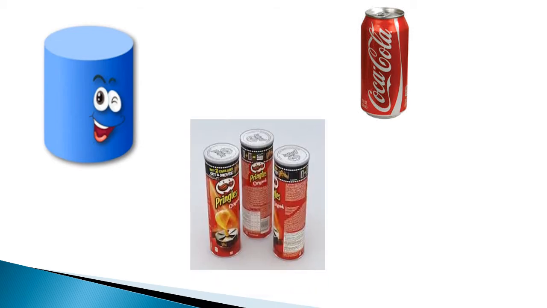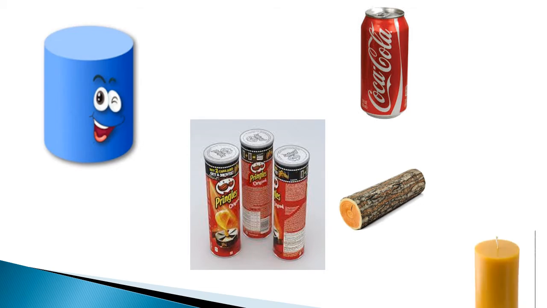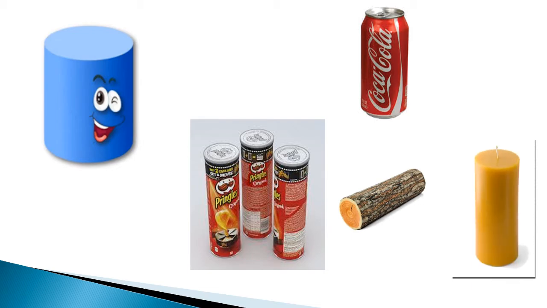Okay, let's see another solid which is cylinder. Okay, where is the cylinder around us? Look at all these cans, they are like a cylinder. And a can of Coca-Cola is like a cylinder. And also these Pringles cans are like a cylinder. And the log of a tree is like a cylinder. And this candle is like a cylinder also. Okay.